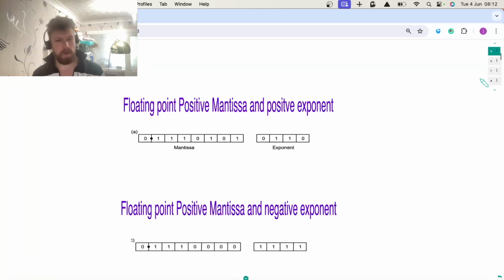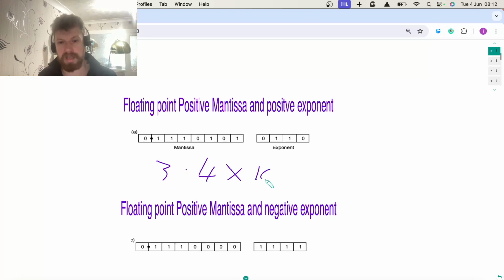Now, going on to floating point. There are 4 things that I need to show you about how to convert a floating point number into binary. Floating point essentially has 4 different situations that can occur: a positive mantissa, positive exponent; a positive mantissa, negative exponent; a negative mantissa, positive exponent; and a negative mantissa, negative exponent. Floating point is essentially the idea of standard form in maths, where you've got something like 3.4 times 10 to the 4. It's just a more succinct way of representing the data.